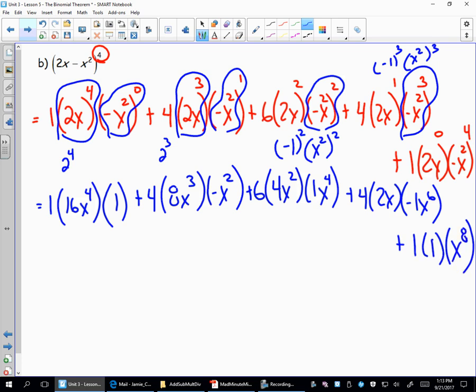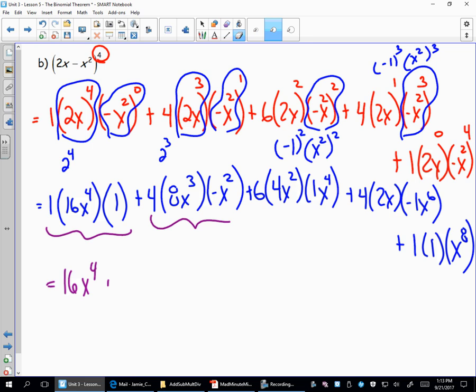So there's my simplifying. My third stage is I have to multiply the pieces together. So if I multiply all this together, we end up with 16x^4. The next one, I multiply them all together, and be careful here. 4 times 8 times negative 1 will give me a negative 32. Now, these two things have to add. And they add because our rule is my bases are the same, and they're both x's. I add my exponents. So I get x^5.